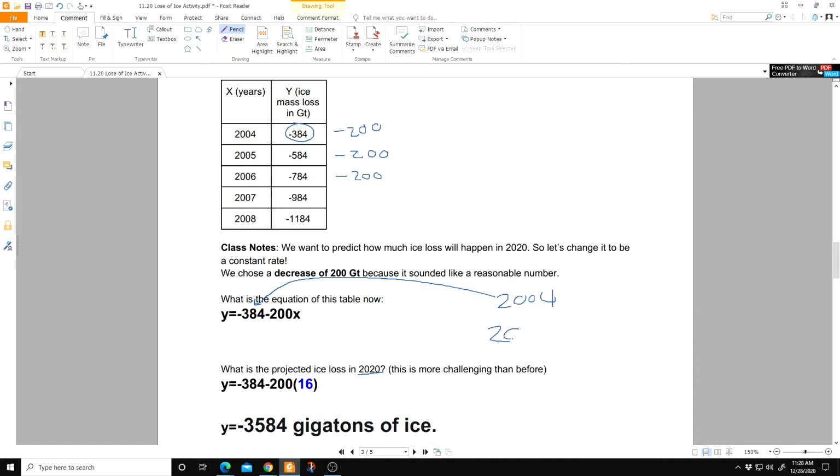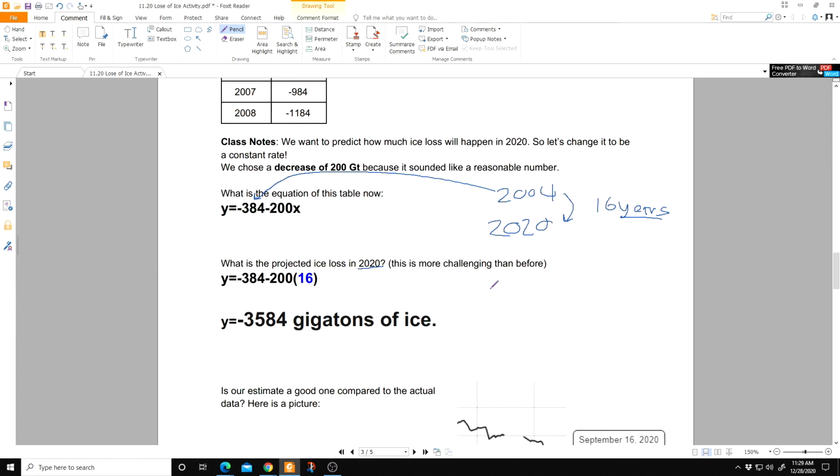We want to know what it's going to be in 2020. Well, how many years have passed by from 2004 to 2020? 16 years. So in this case, it's been 16 years. So we're going to put the 16 in here. We're going to multiply these two and then use our Google calculator. And we get that we have lost 3,584 gigatons of ice. Now, that is our prediction. According to this, by 2020, we will have lost 3,584 gigatons of ice.